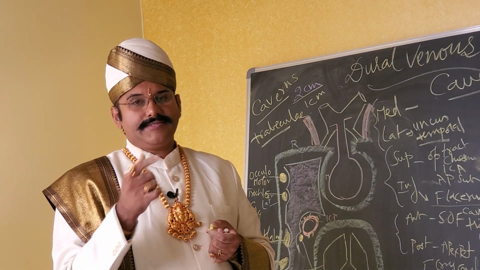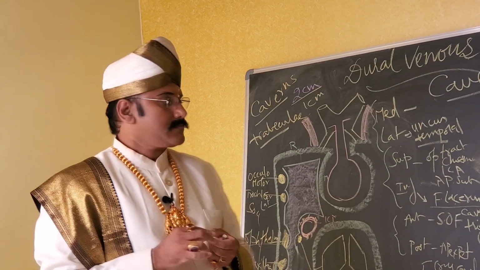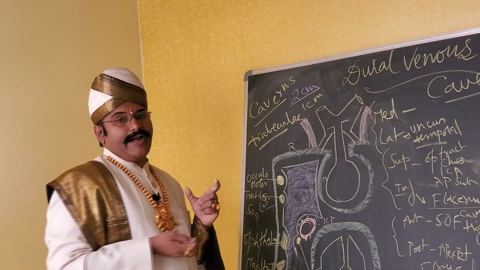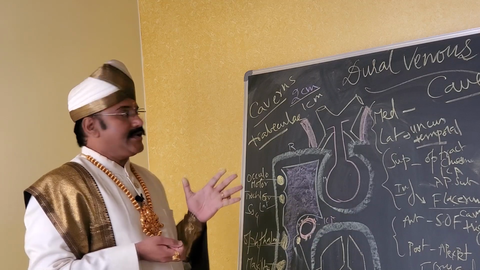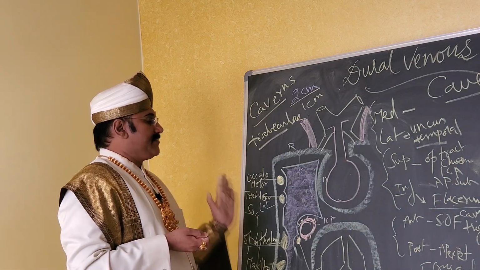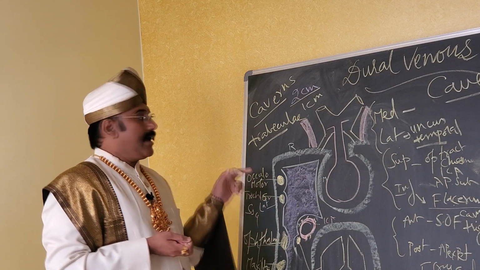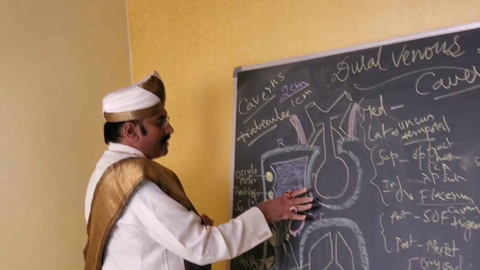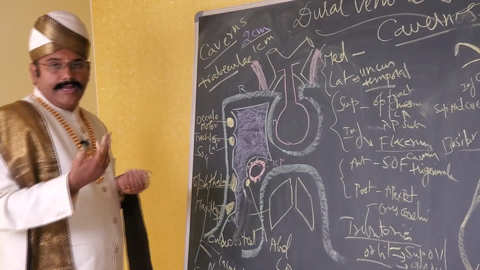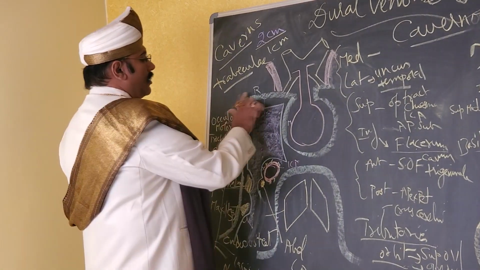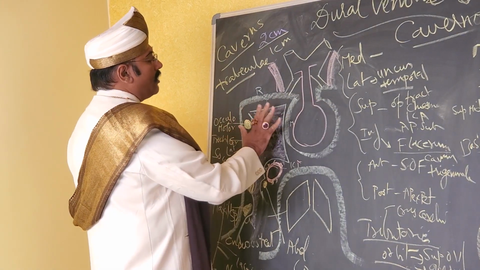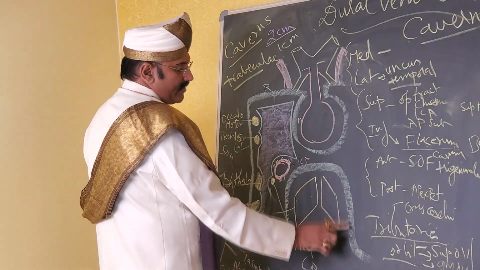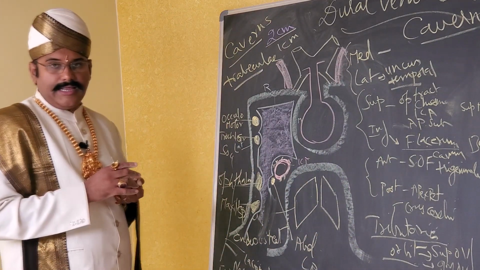Let us quickly revise the cavernous sinus. The cavernous sinus name is derived because of the caverns that are present, nothing but the spaces present in its cavity by the trabeculae. It is 2 centimeters in length, 1 centimeter in width. It has a lateral wall, roof and a medial wall that are all formed by the meningeal layer, whereas the floor of the cavernous sinus is formed by the endosteal layer.